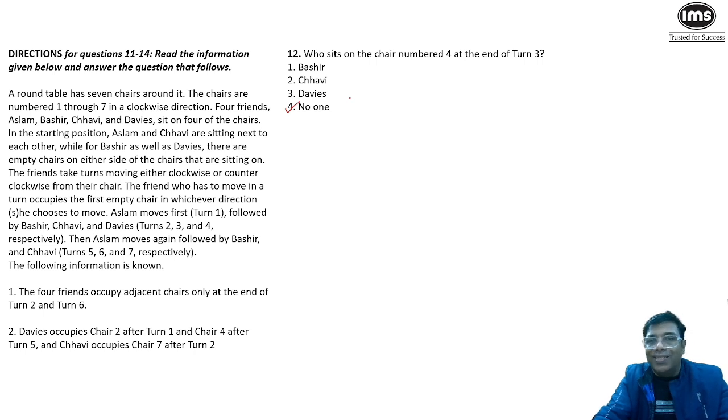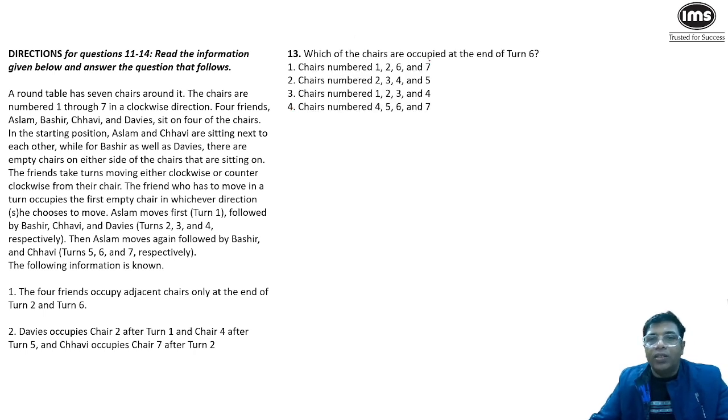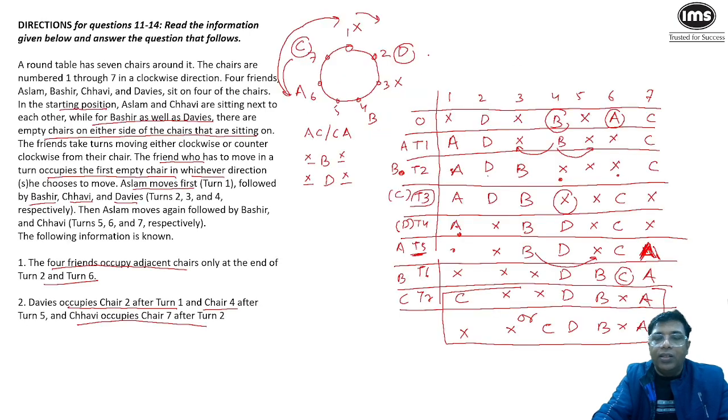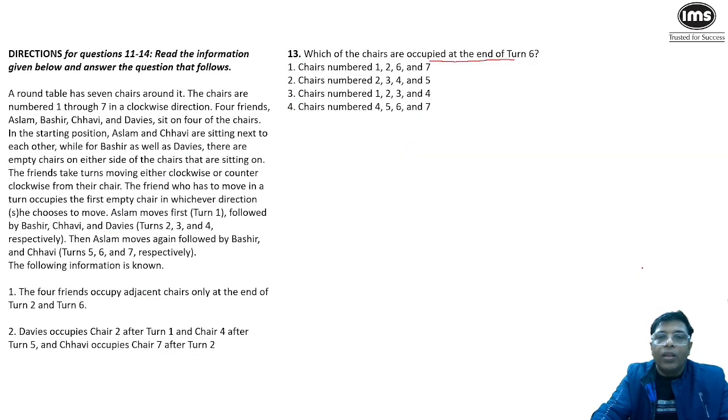Look at question number 13. Which of the chairs are occupied at the end of turn 6? So let's look at after turn 6, all the adjacent chairs were occupied: chair number 4, 5, 6 and 7. So chair number 4, 5, 6, 7 is given in option number 4. So the correct option is option 4.